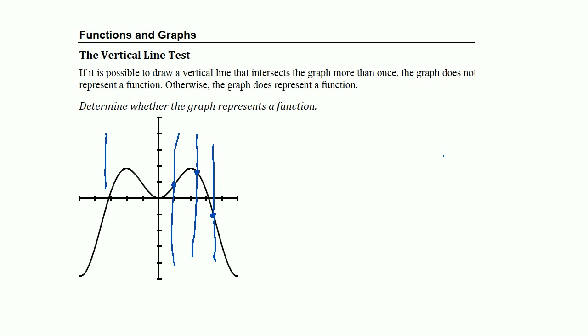If you can draw a single line that gets more than one intersection, a single vertical line, then we will violate the definition of a function. However, in this first example, we can't, and therefore we would say yes, this does in fact represent a function.